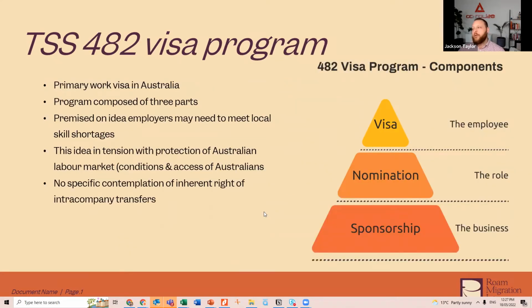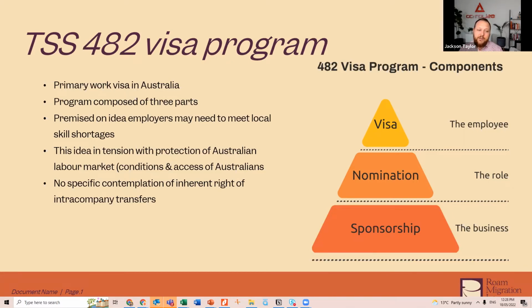Moving to the 482 work visa program. This is the workhorse of the Australian visa program. It is the main work visa for Australia. It has 3 parts. There is a sponsorship, which relates to the business or the organisation that is employing. The nomination, which relates to the role to be filled and must be highly skilled and meet other requirements. And then the visa, which relates to the individual who will be filling the role.